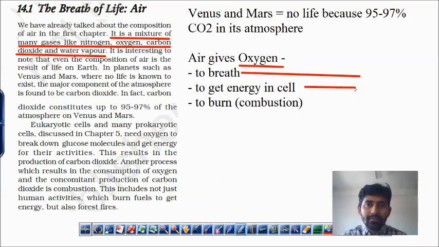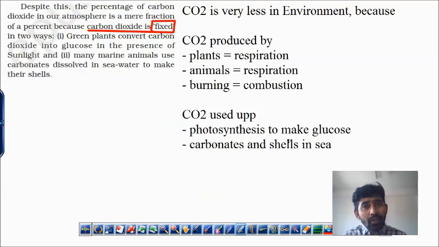So this paragraph basically talks about what is air, about Venus, Mars, and what does air give? Oxygen. Does it give only oxygen? No, it gives carbon dioxide also. And carbon dioxide is also equally important. But what is the quantity of carbon dioxide?